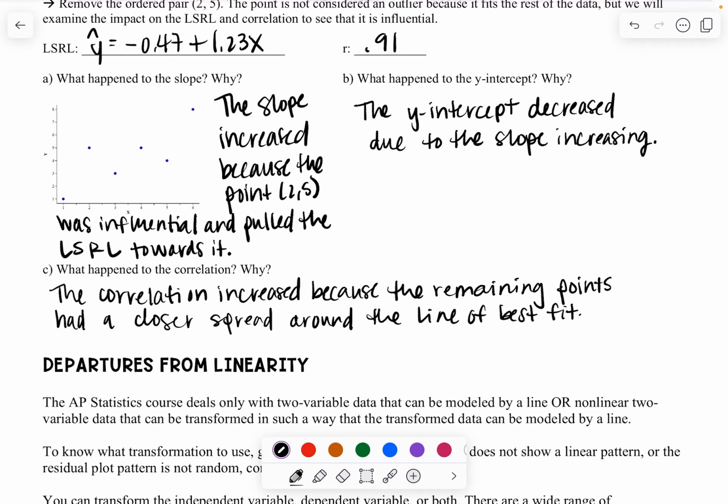So that wraps up our talk on influential points. Remember, it's again one of those things where if they don't bring it up, I wouldn't bring it up. But if they ask you whether a point is influential, you're trying to determine: is it going to change my correlation, and is it going to change my slope, which in turn usually will change your y-intercept.